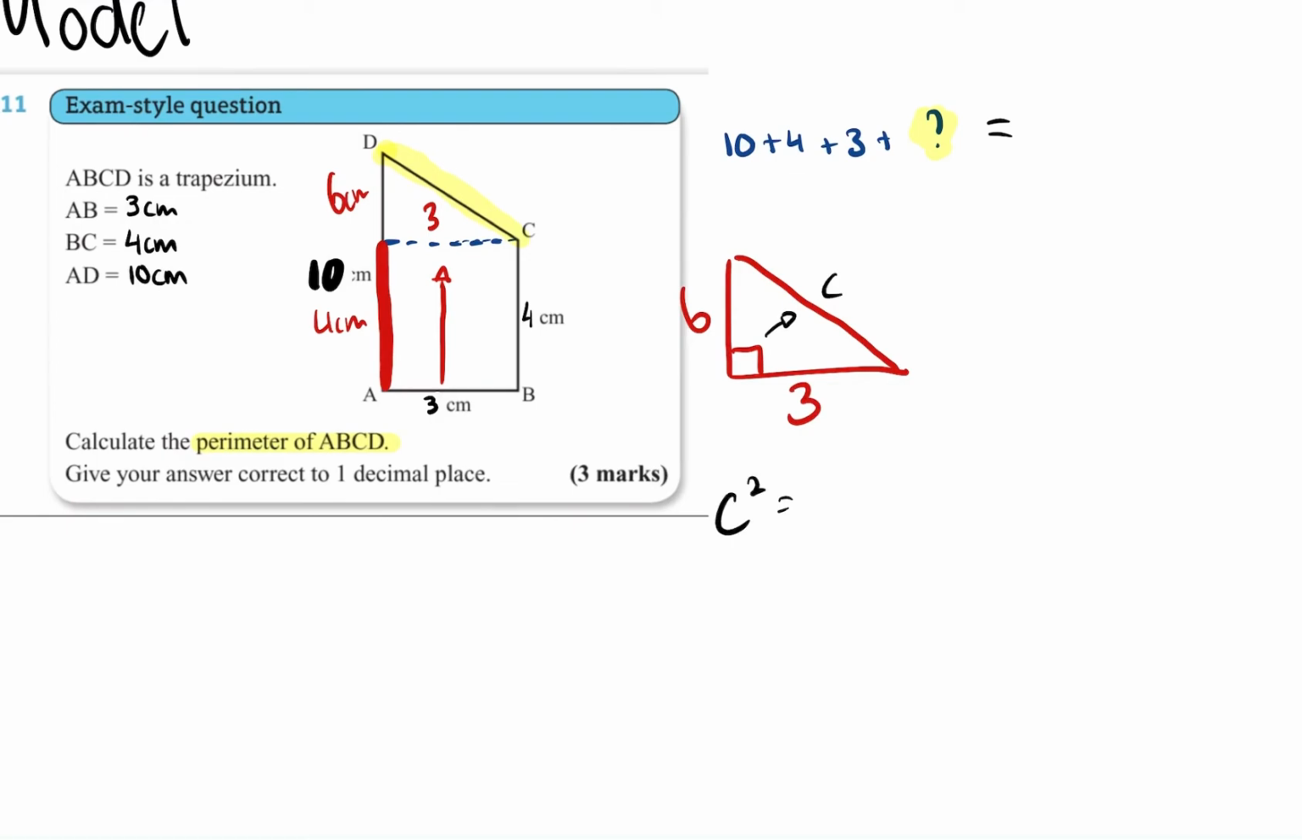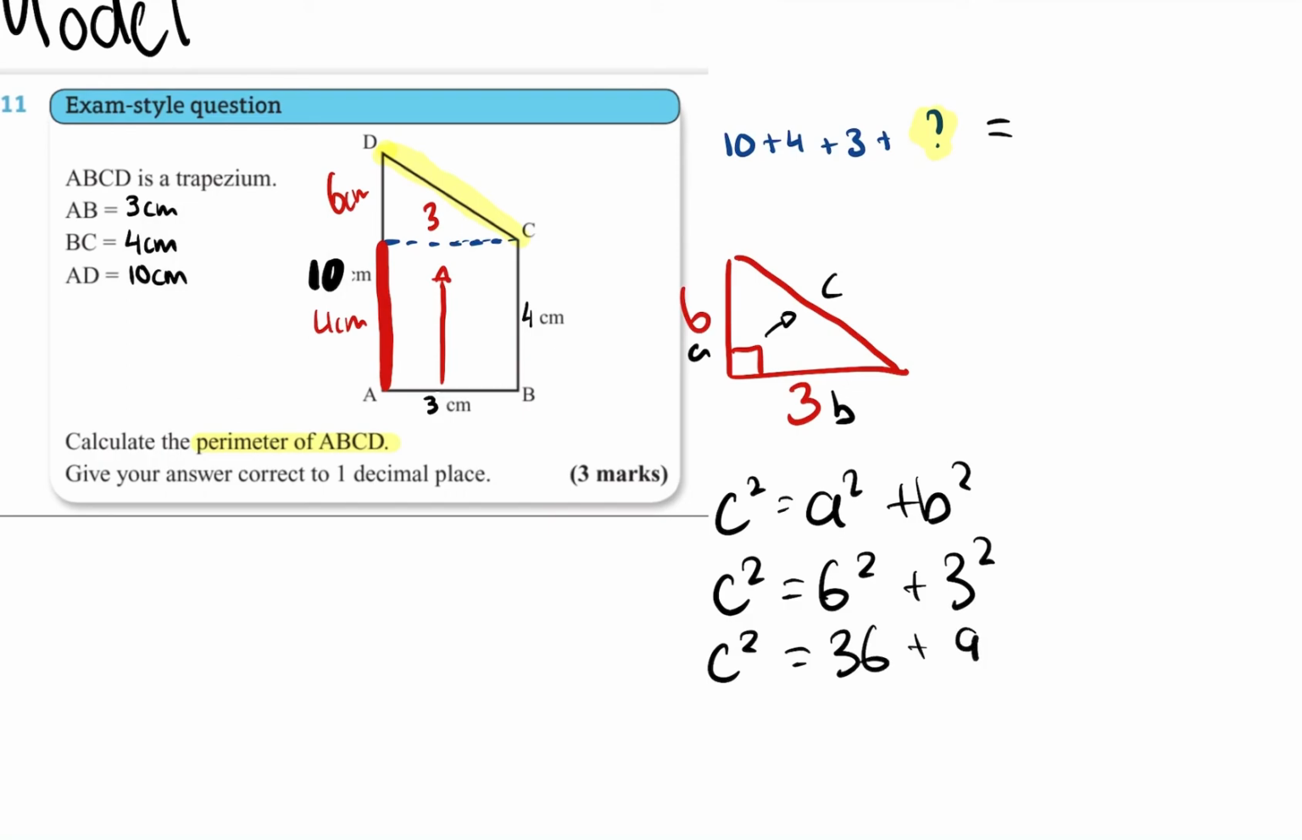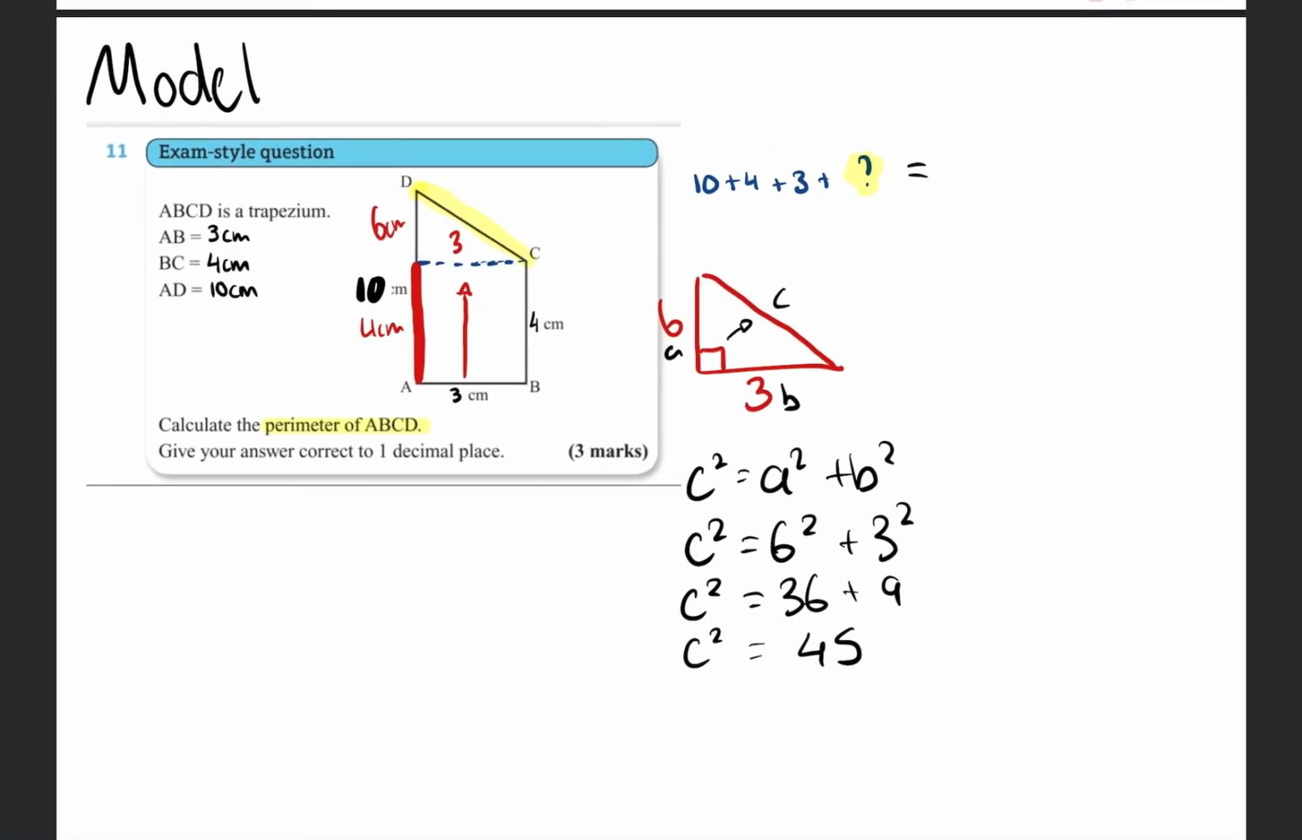So C squared equals A squared plus B squared. C squared equals, we'll go A and B, 6 squared plus 3 squared. That equals 36 plus 9. C squared equals 45. So C equals the square root of 45, and that's going to give us an answer of 6.7. We'll go to 1 decimal place, 6.7, because that's what the question wants here. 6.7 to 1 decimal place.